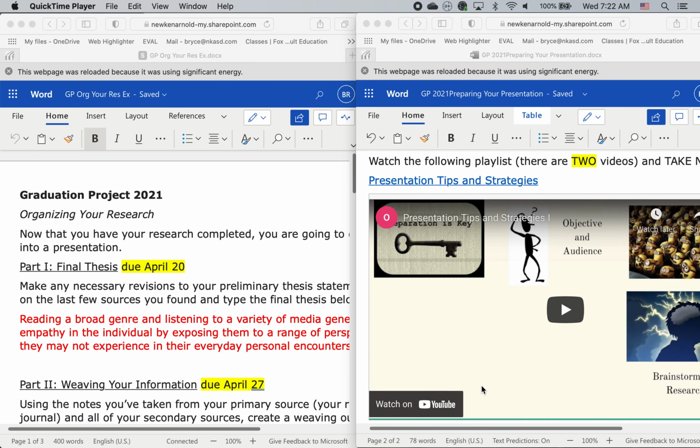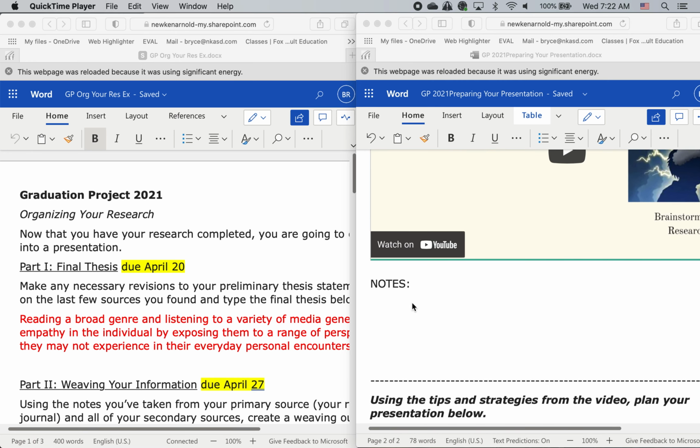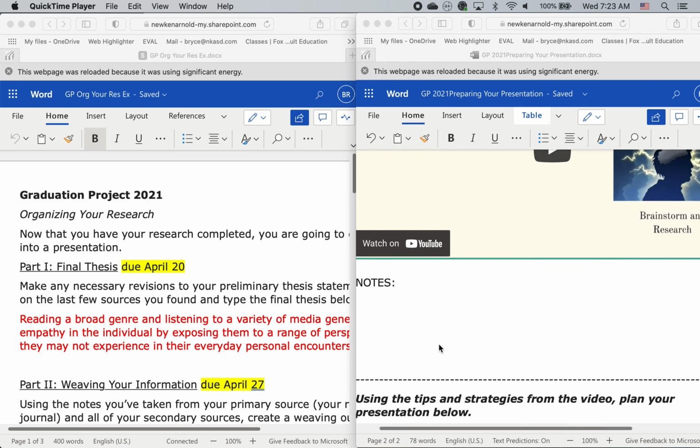So what I want you to do is to watch those videos, and I want you to take notes. Now, you can take notes by typing them right underneath, or if you prefer to handwrite, which I do because I feel like I process the information better, you can do that on paper and then insert an image right under that notes section.